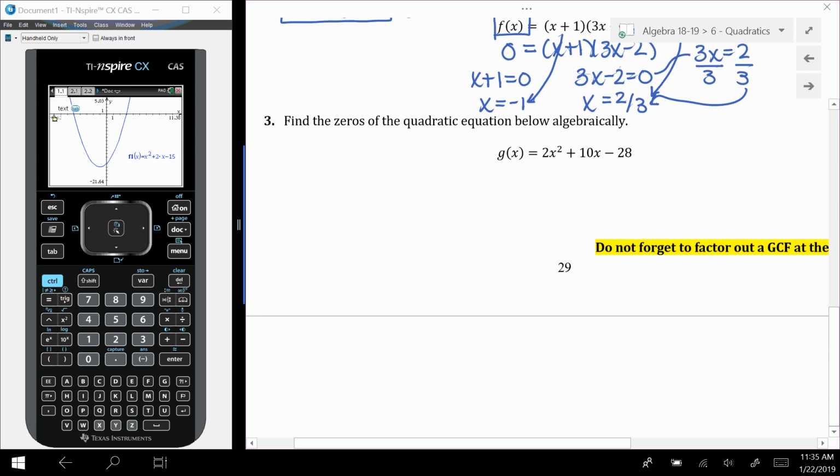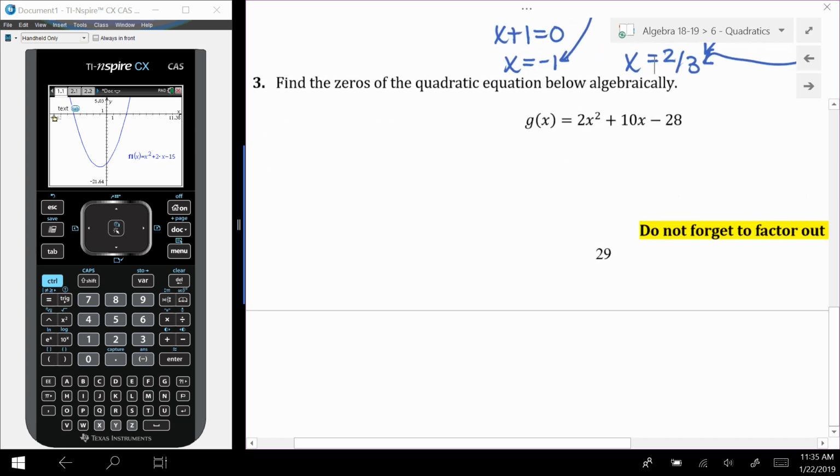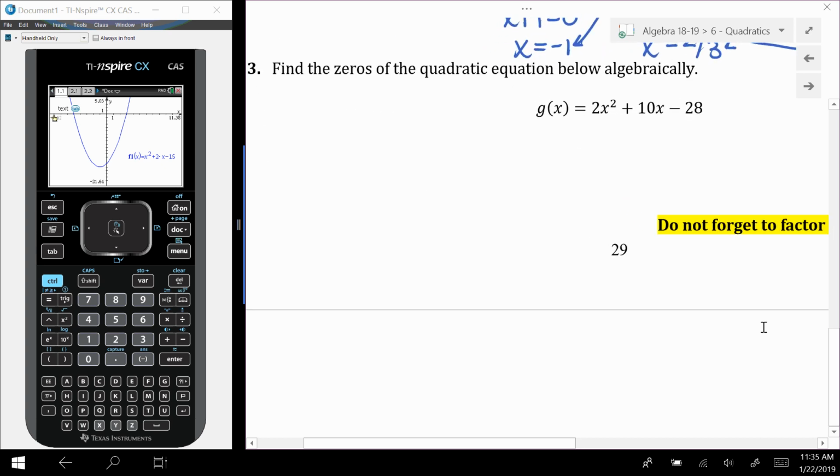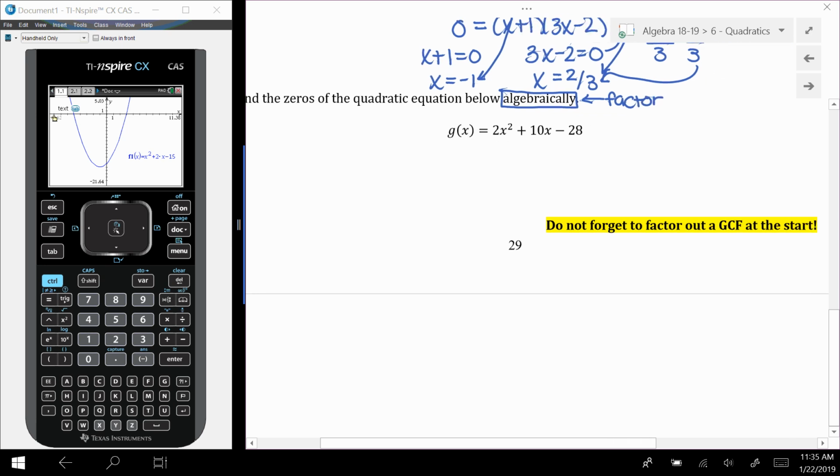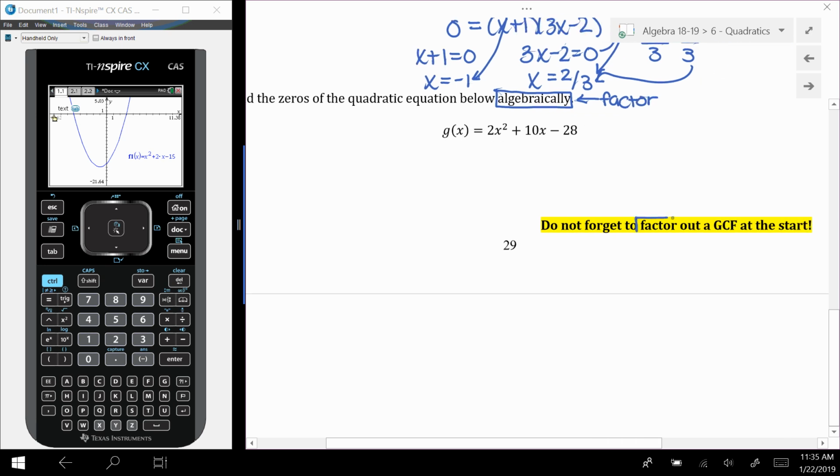All right, last one. Here we go. Find the zeros of the quadratic equation below algebraically. Now, again, algebraically, and for now when we look at that, we're thinking factoring. Now this was nice that we have this little clue. It says, hey, you, factor out a GCF at the start.